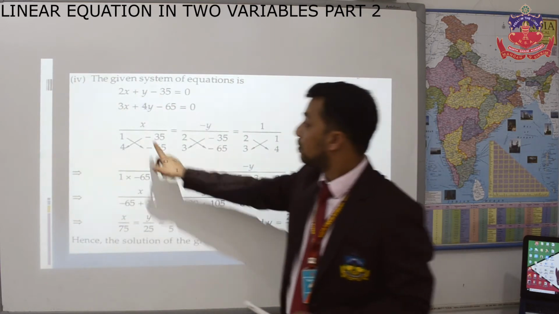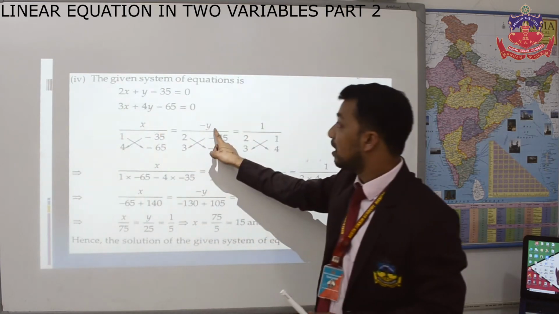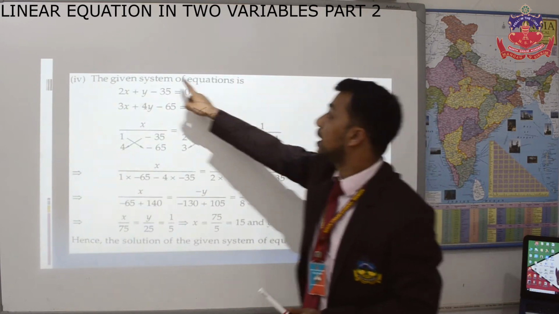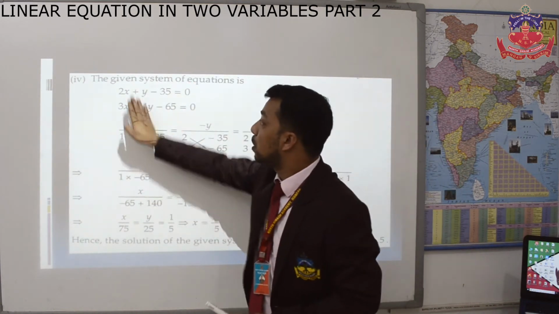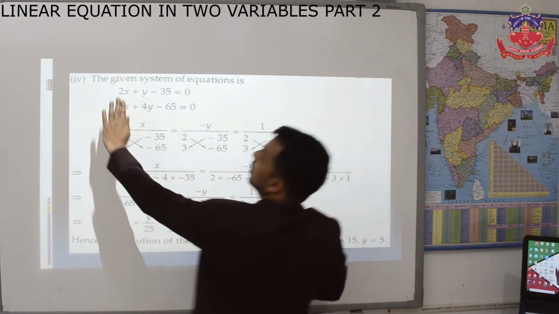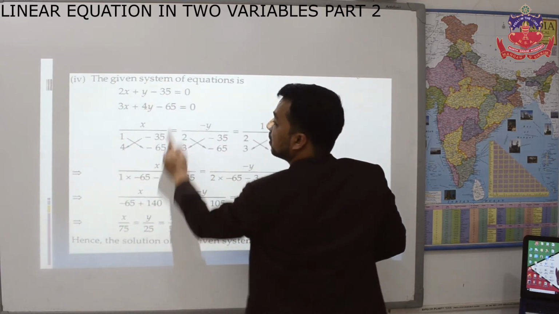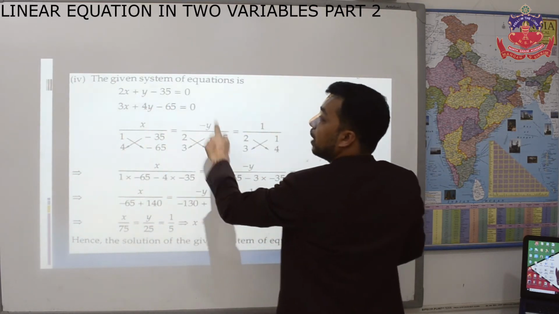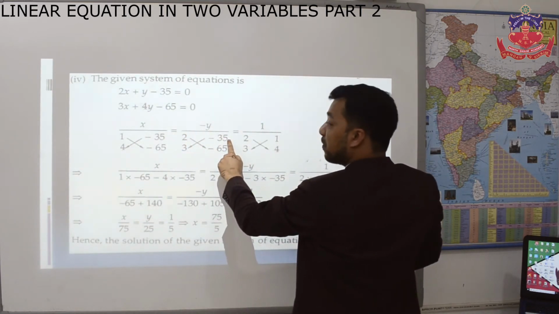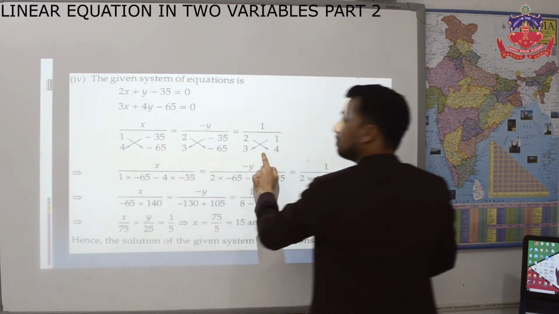Now what they have done is, they have written x, that is the first variable, then the second variable, that is y, and the third one, that is the constant, that is 1. Then you cover the x and write the numbers. So the first numbers after covering are 1 followed by 4. Then the next ones are minus 35 and minus 65, which they have written here. For the y, you cover up and then you write the numbers, that is 2, 3, minus 35, minus 65. For the last one, you cover up and write the visible numbers, which are these.